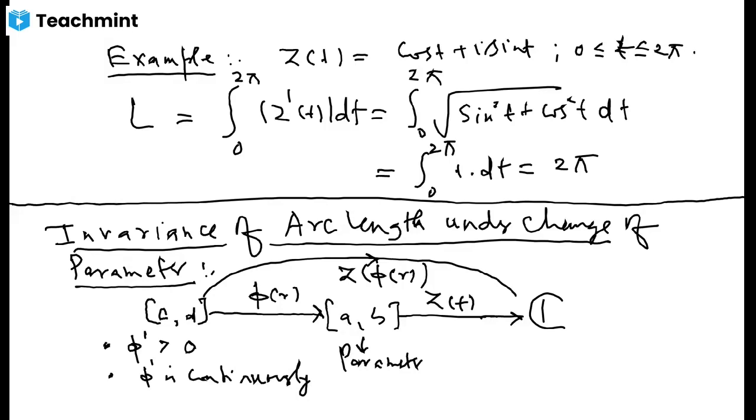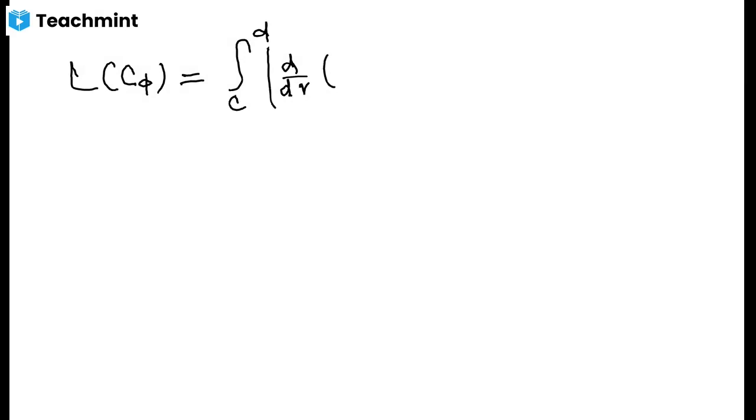Let's calculate the length of this composite new arc. If we calculate the length of this new arc, let me denote it by c, and let us give it a name c phi, just to designate that phi is the function which is changing the parameter. So by definition, it has to be integral from c to d. You differentiate with respect to the parameter. Now we have a parameter r, and it is z of phi of r, and dr.